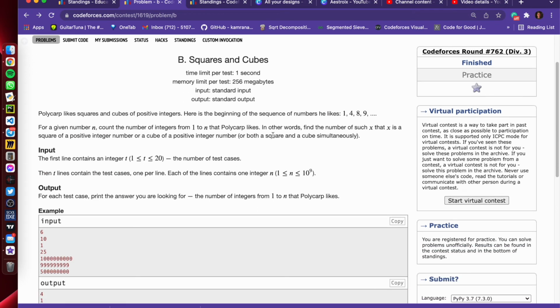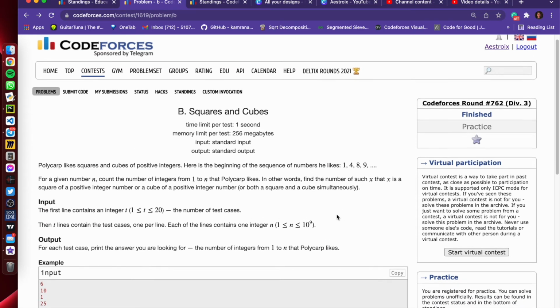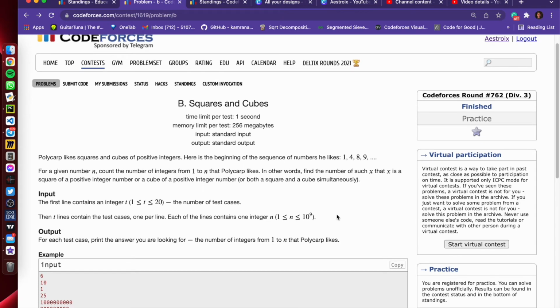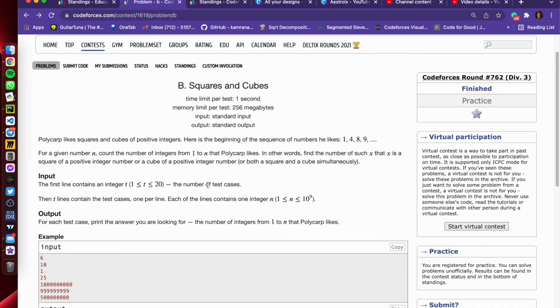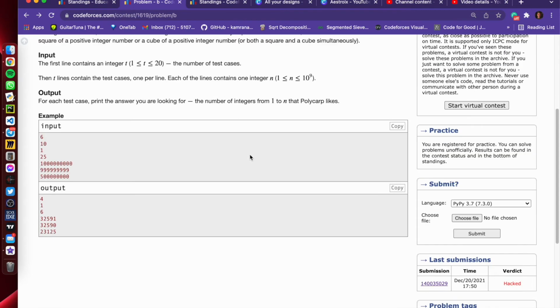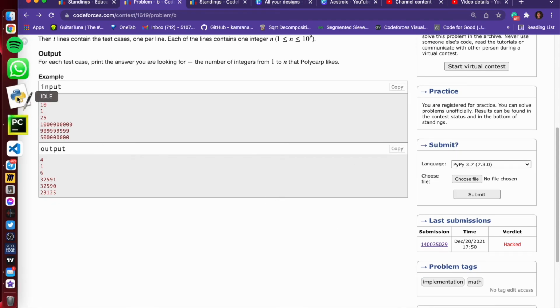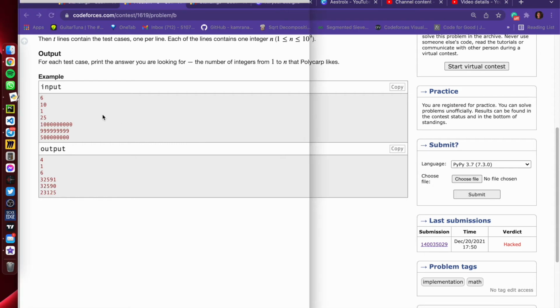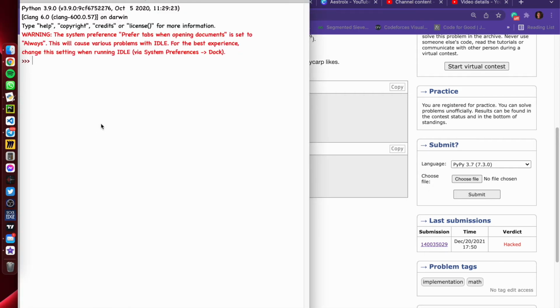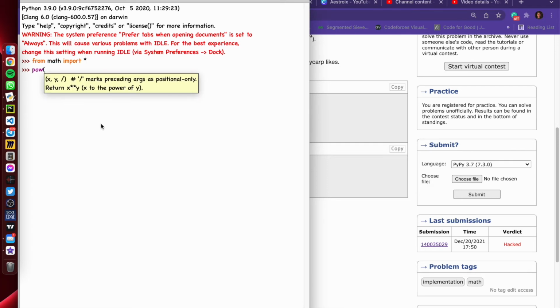Hello. So I'm continuing the problem B solution, squares and cubes, and my solution has been hacked. I just understood the issue, and it was similar to what I told you regarding 10 power 9. Let me tell you the error which I'm getting.